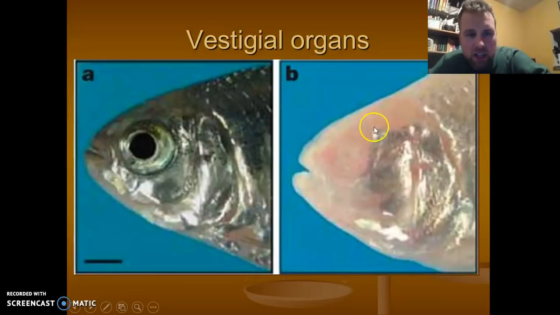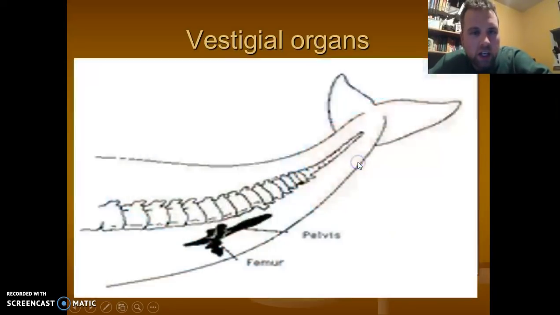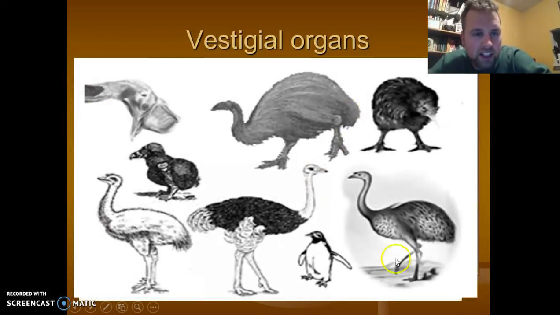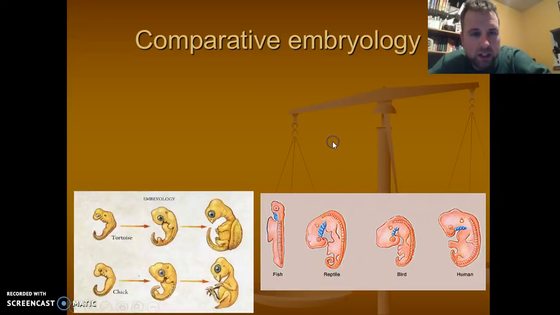Here are some pictures. These are cave fish. There are eyes in cave fish, but they don't really need them. Here's those pelvic and leg bones in a whale. Again, they don't use them. They're vestigial, but they used to use them. And then here's a good one. Why do ostriches have wings, right? They don't use them. They can't fly, but their ancestors probably could, so they still carry those vestigial organs.